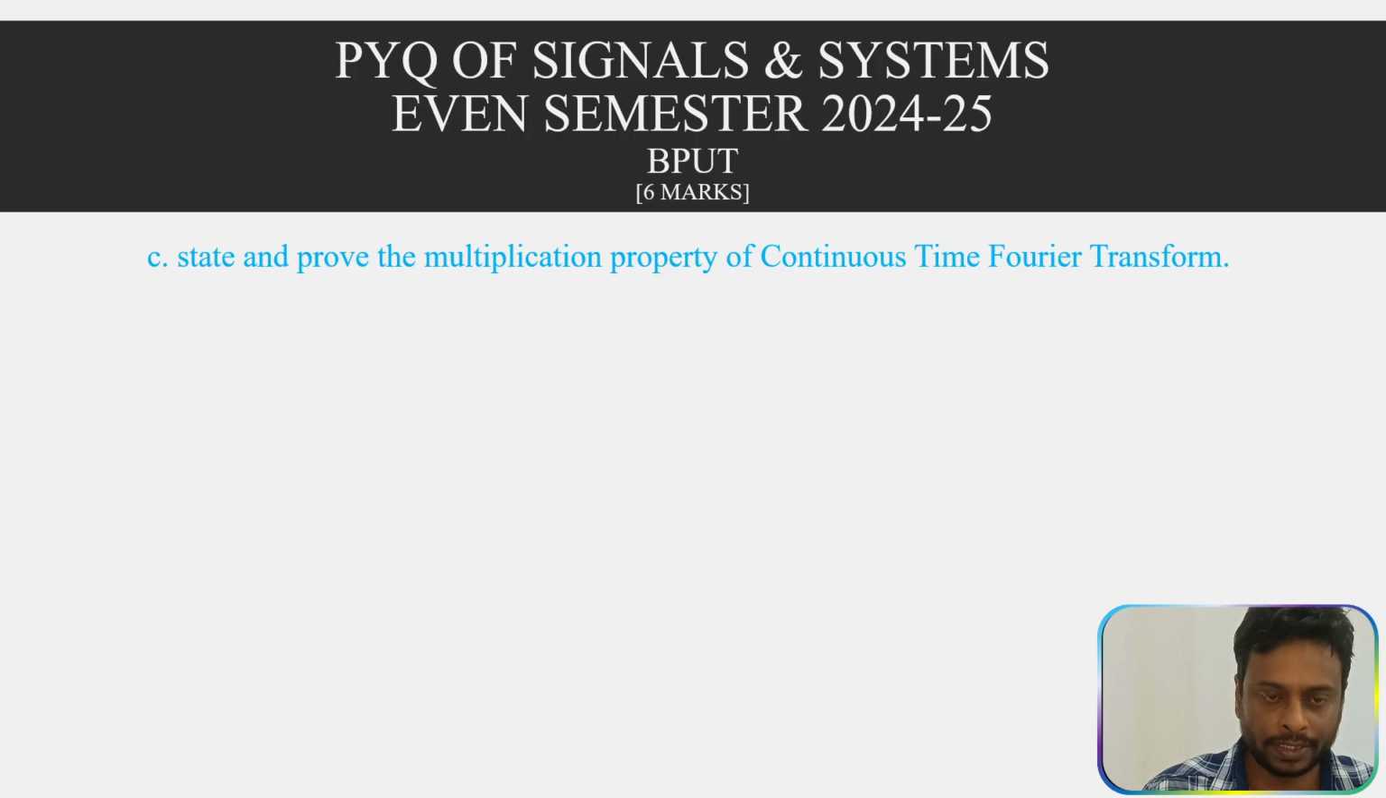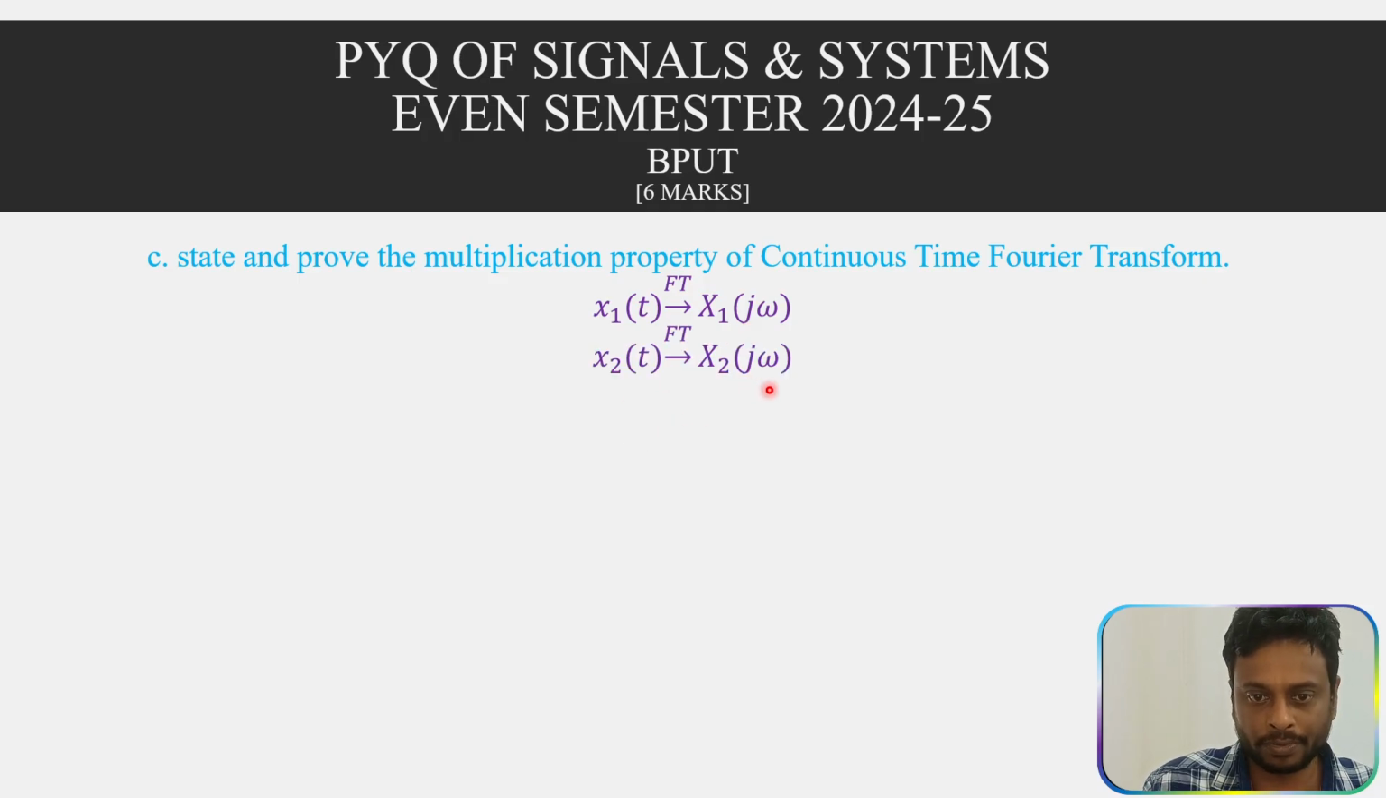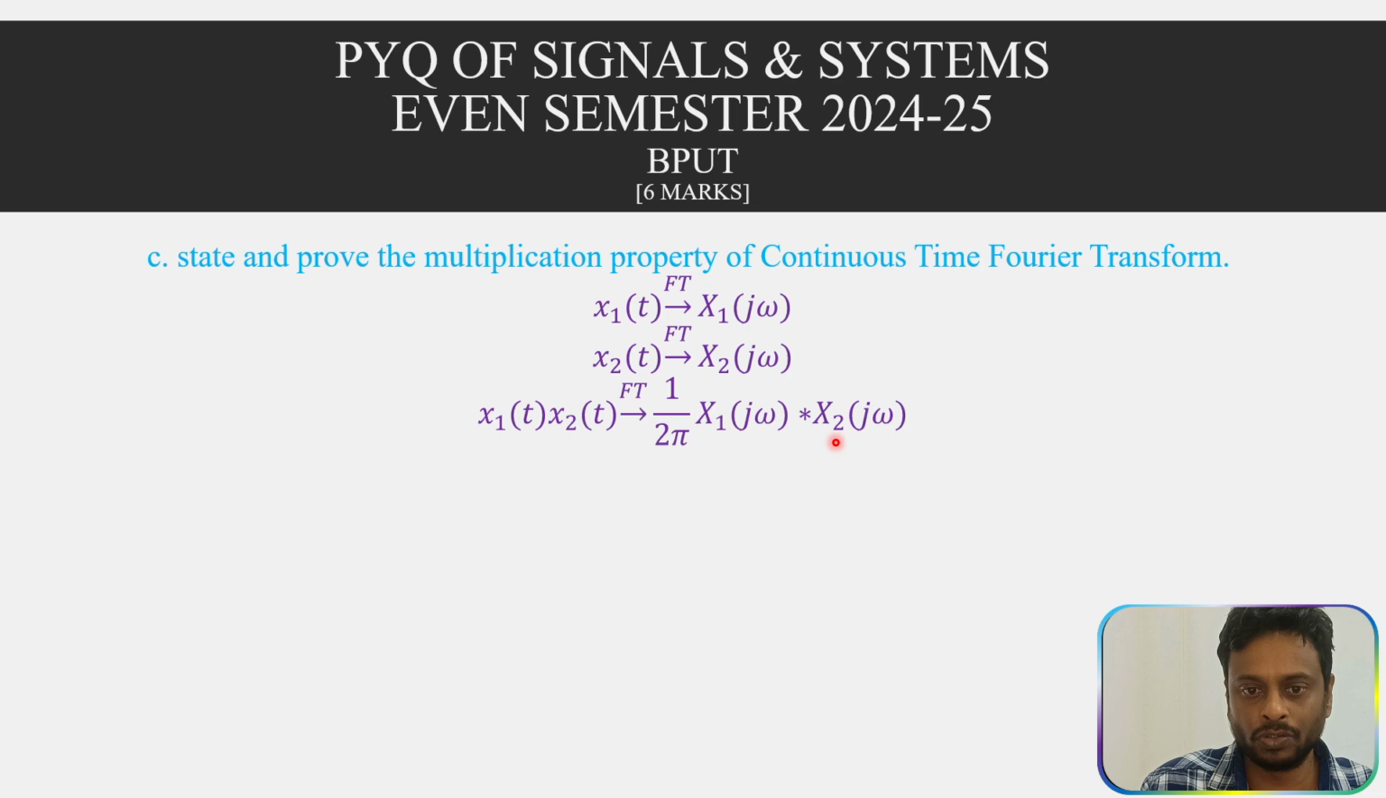Next one is state and prove the multiplication property of continuous time Fourier transform. If x1 of t has the Fourier transform x1 of j omega, and x2 of t has the Fourier transform x2 of j omega, then x1 of t into x2 of t, which is a multiplication of two signals in the time domain, has a Fourier transform that is the convolution of the two signals in the frequency domain.